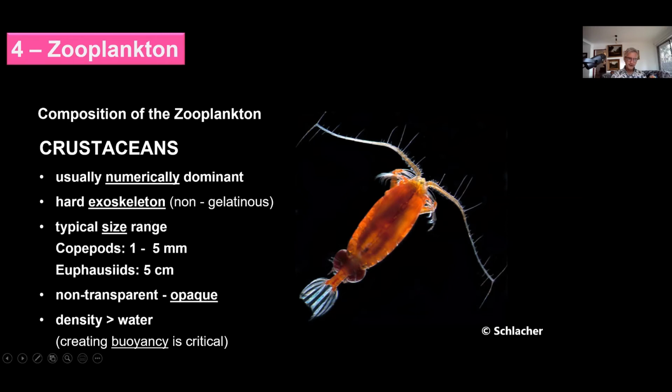They usually have a hard exoskeleton, i.e. they're not jelly. Think about peeling a prawn. The typical size range goes from 1 to 5 millimeters up to 5 centimeters.